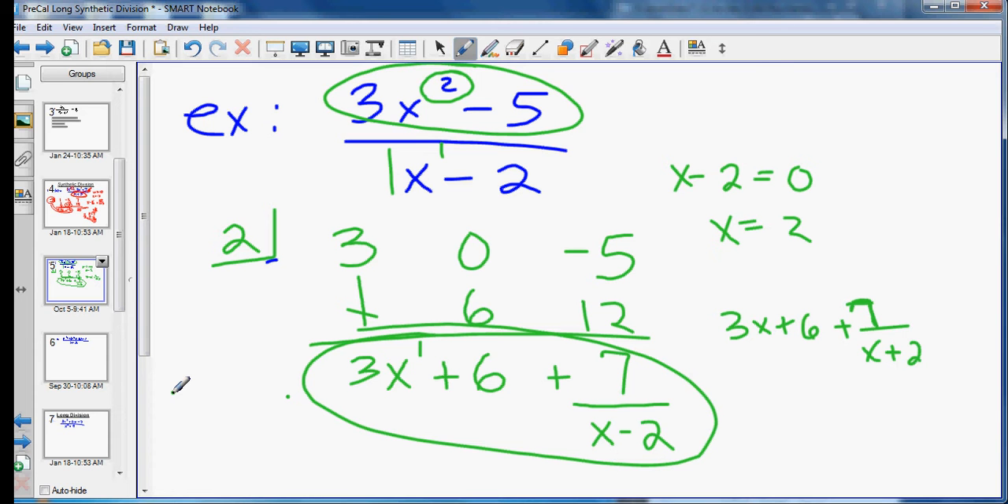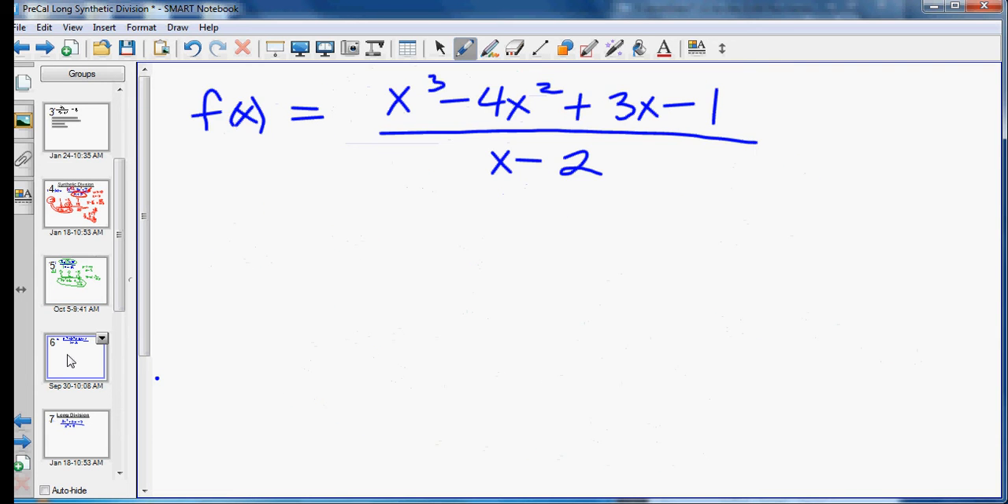Okay, one more example with synthetic division. x cubed minus 4x squared plus 3x minus 1, all divided by x minus 2. Again, we check. We are allowed to use synthetic division because we just have a coefficient of 1 and an exponent of 1. We look at what will make the denominator equal 0, and that would be 2. So I'm going to put 2 in this box.